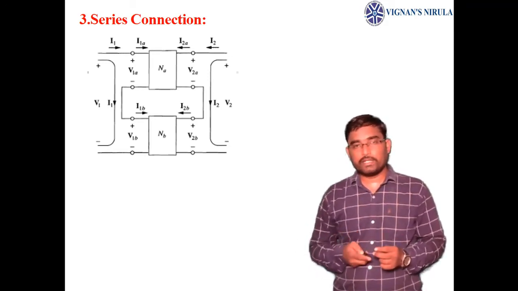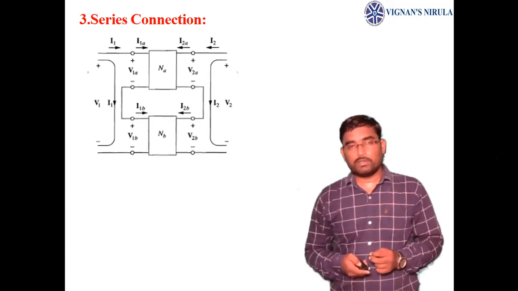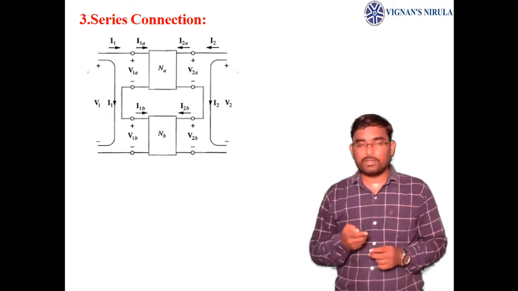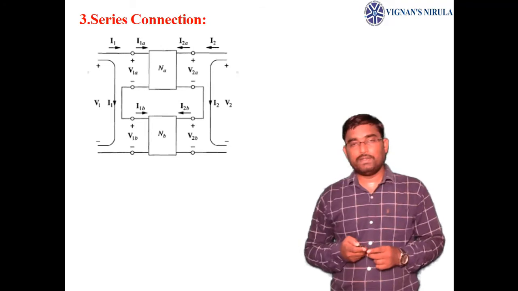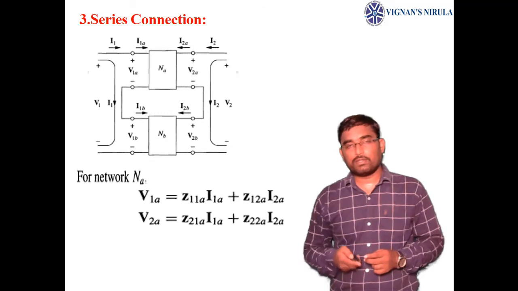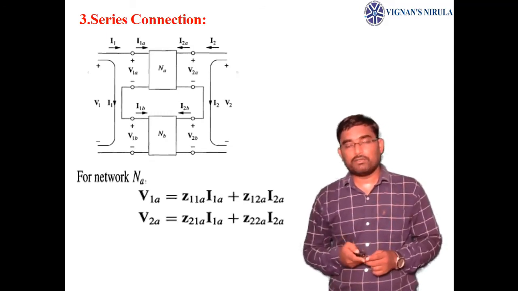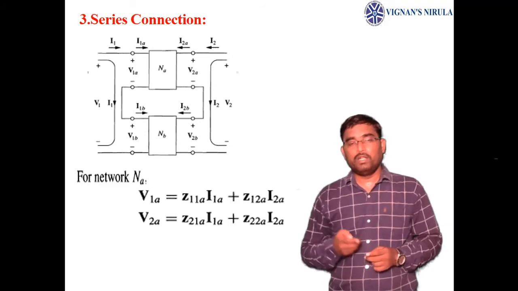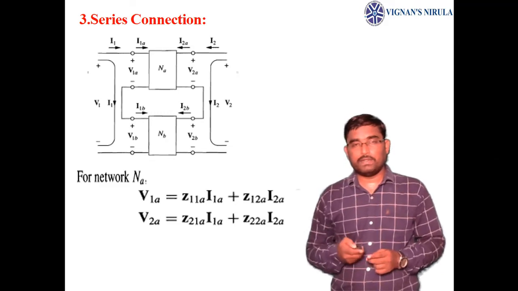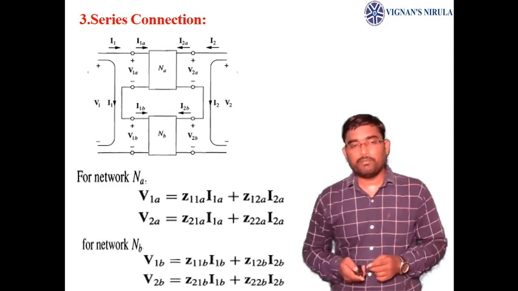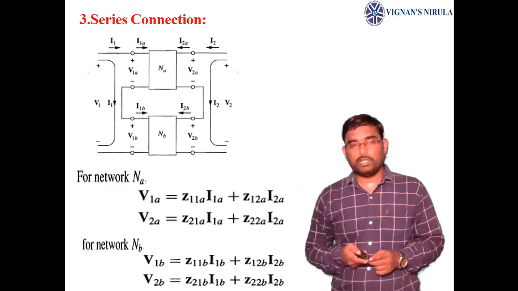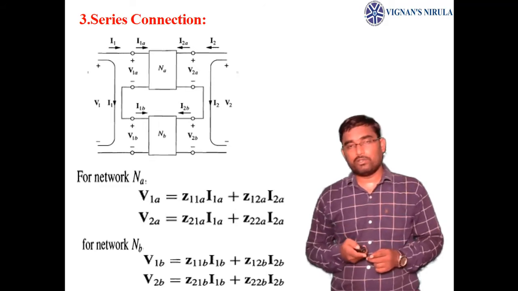Now for the overall series connected two-port network, the input port variables are V1, I1 and the output port variables are V2, I2. In the analysis of series connected two-port networks, we need to use the Z parameters. So by writing the Z parametric equations for network A, V1A equals Z11A I1A plus Z12A I2A and V2A equals Z21A I1A plus Z22A I2A. And in the same way, Z parametric equations for network B are V1B equals Z11B I1B plus Z12B I2B and V2B equals Z21B I1B plus Z22B I2B.